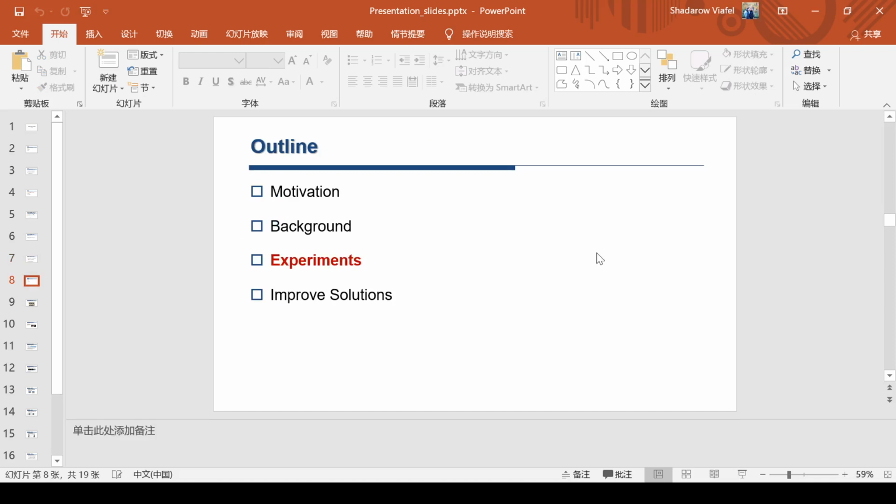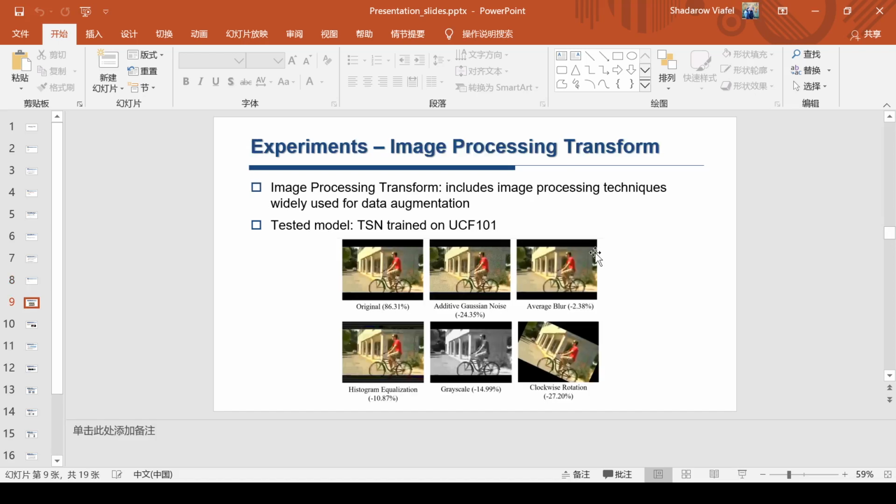Next, I will introduce the specific 3 types of IPT with our experiments. The first is image processing transform. It includes image processing techniques widely used for data augmentation, such as adding noise, blurring, grayscale, etc. We apply this type of IPT to the whole UCF101 dataset and retest TSN's classification performance. Results show that though these image processing techniques preserve human motion information in the video, they lead to serious dropping of accuracy. For example, adding additive Gaussian noise caused a drop of 24% of accuracy for the riding bike activity.